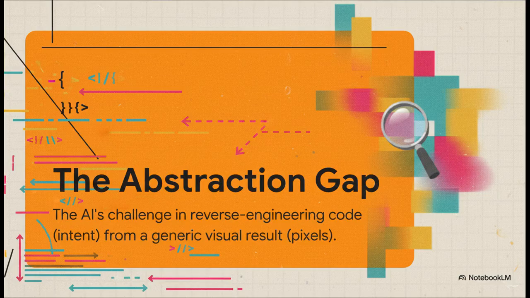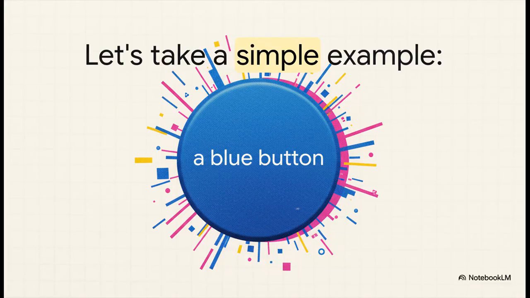So what is the abstraction gap? It's the AI's struggle to work backwards. It sees the final product, those pixels on the screen, and then it has to guess. It has to try and figure out the one specific combination of code that created it, out of literally thousands of possibilities. Let's make this super concrete with a simple, everyday example.